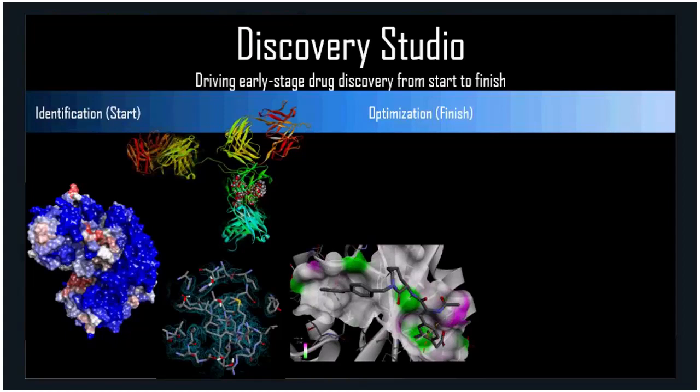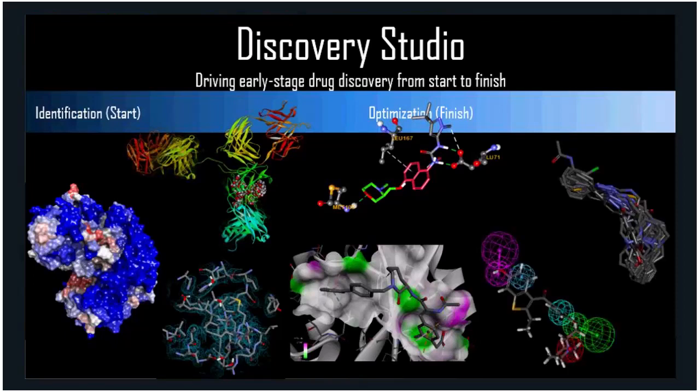And then once you have made that identification, you can perform methods such as protein-protein docking or protein-ligand docking, and then examine those particular interactions. And once you know those interactions, you can start to optimize them to improve the binding and the specificity. That's really the finished component for early stage drug discovery. So that's in a nutshell what Discovery Studio is used for.